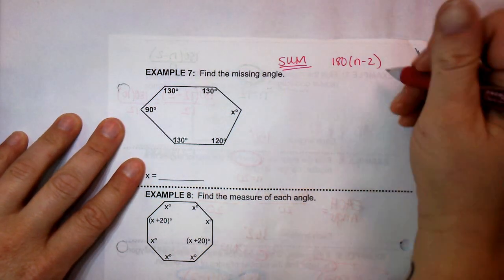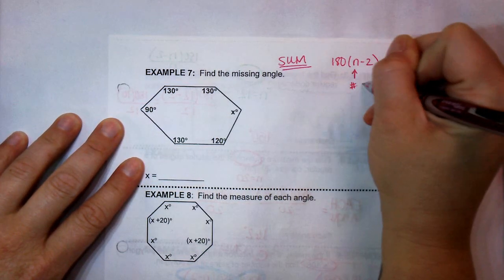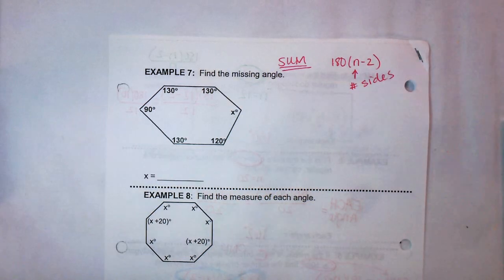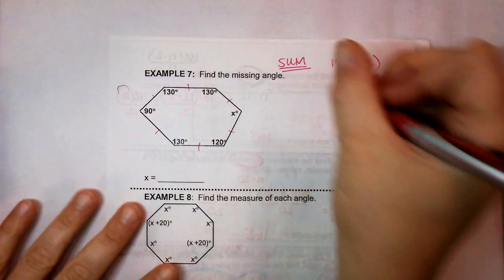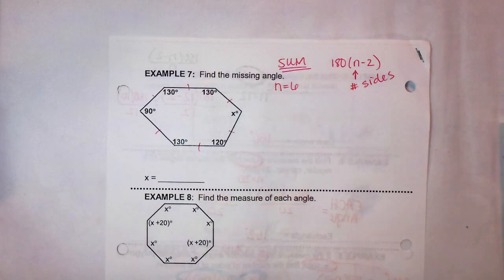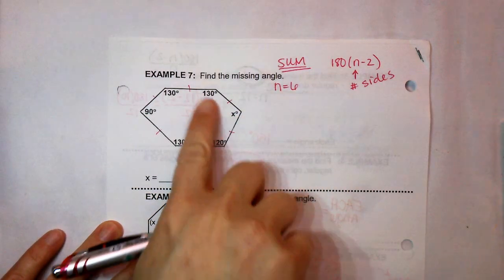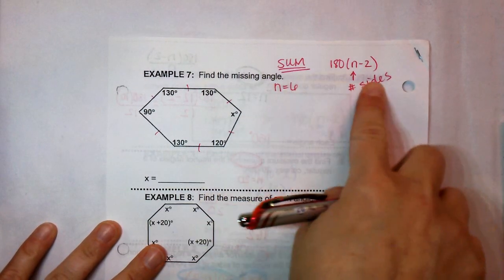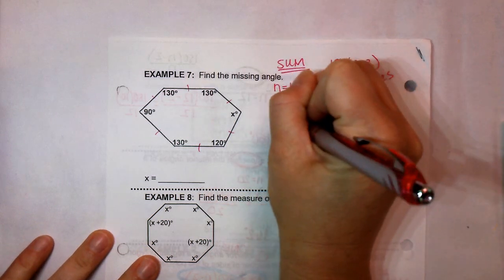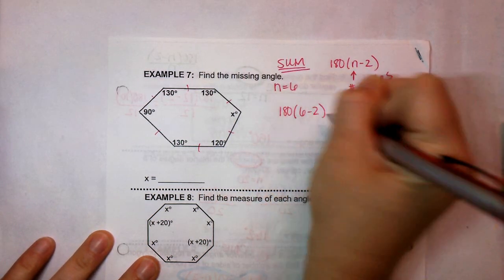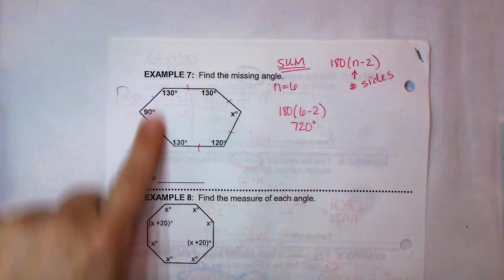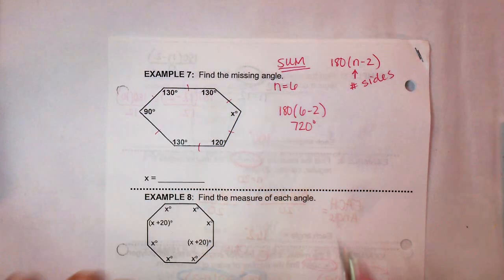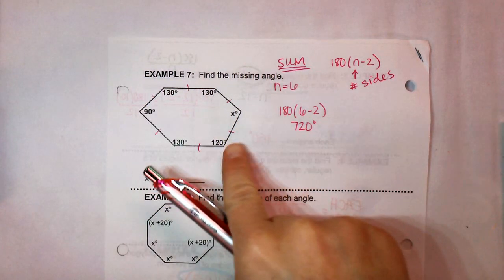I got to figure out what n equals. What's the number of sides I have? So I'm going to count my sides. 1, 2, 3, 4, 5, 6. So n equals 6. I have a hexagon. Okay, I'm going to find my total first. Okay, I know that I have these angles in here, but I need the total first. So I'm going to do 180(6 minus 2), and see what I get. 720. So I know that all of these angles in here are supposed to add up to 720.